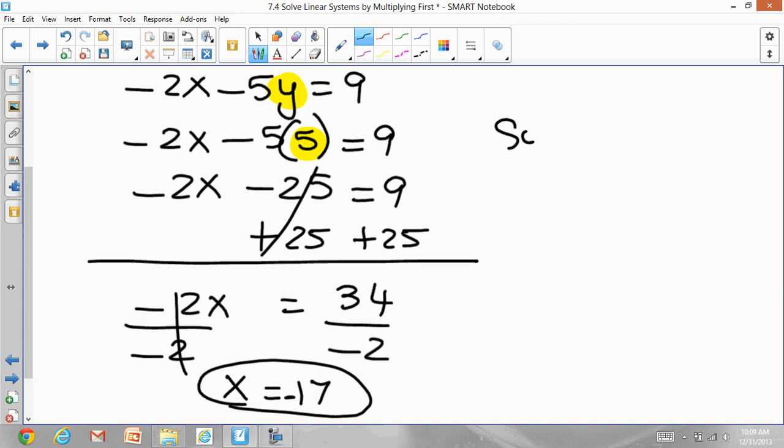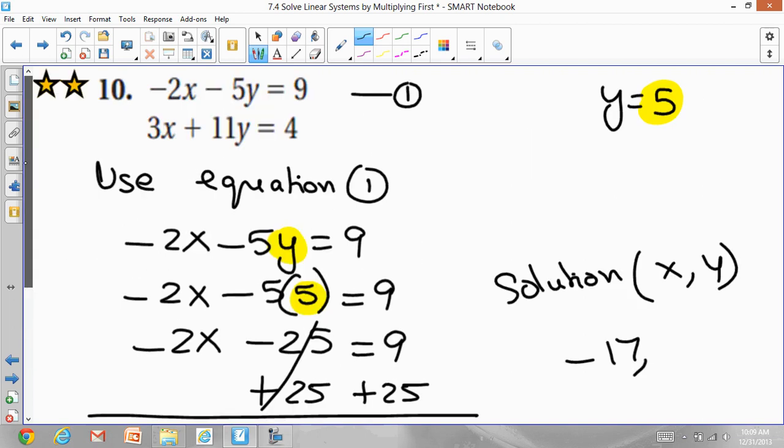So now the solution is always looking like x comma y. So my x in this case is negative 17 and my y is 5. So if the final question is asking you what is the domain, the answer will be negative 17. The range will be 5.